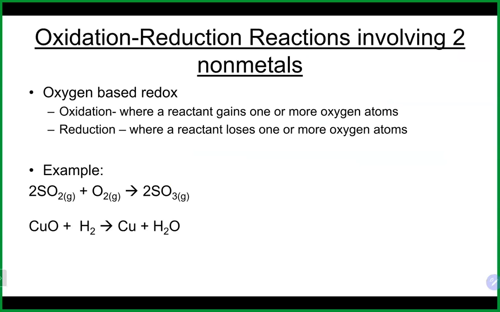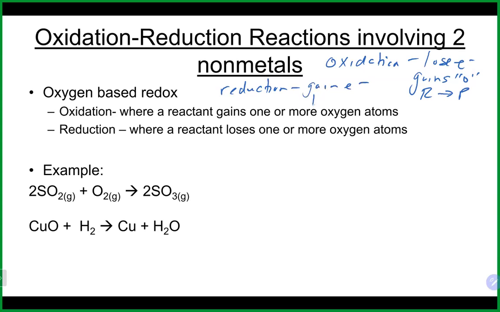Another definition of oxidation, in addition to losing electrons, is that it gains oxygen as you go from reactants to products. So if something gains oxygen going from the reactant side to the product side, it's also being oxidized. And reduction is, again, the opposite here. Reduction is gaining electrons, or losing oxygen as you go from reactants to products.